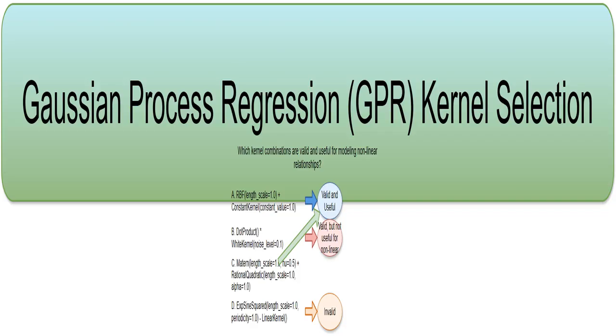We're choosing the best kernel function for Gaussian process regression, GPR, a powerful tool for modeling relationships in data. Think of a kernel as the function that defines how data points influence each other. A good choice will give us accurate predictions. This is the core question. We need to identify which combinations of kernel functions are mathematically sound and will effectively capture nonlinear patterns in the data.